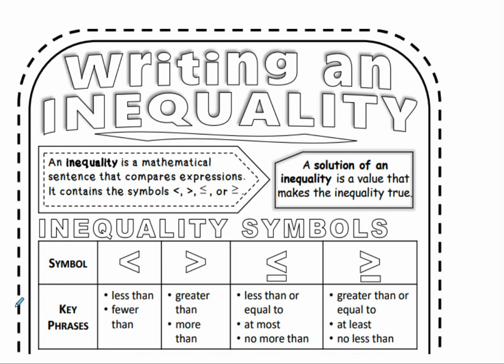So down here at the bottom, we have some inequality symbols. This first symbol here is less than. Another key word for that is fewer than. Some people think of less than as kind of looking like a sloppy L, less than. Greater than, another key word is more than. The symbol is less than or equal to. Some key phrases for that are at most or no more than. And then for our last one, greater than or equal to, at least or no less than.